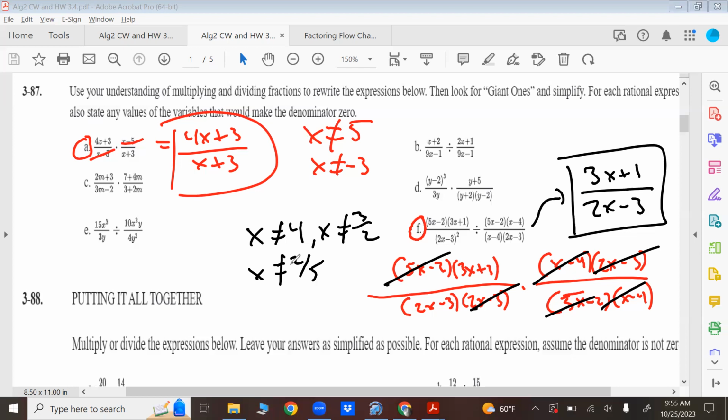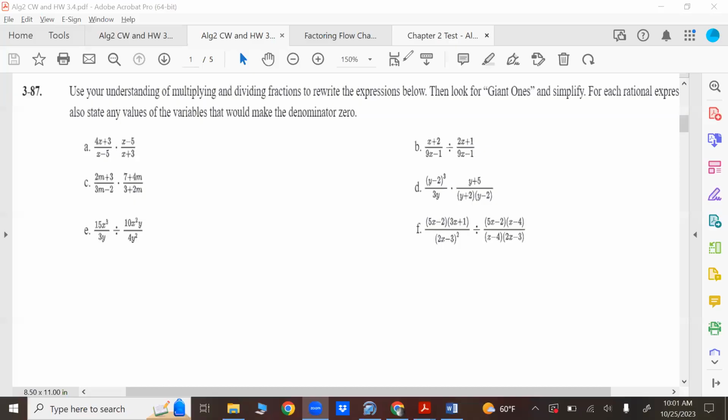We're doing B, C, D, E. B through E. Beginning, resume recording. All right. So for B, that's just going to be X.